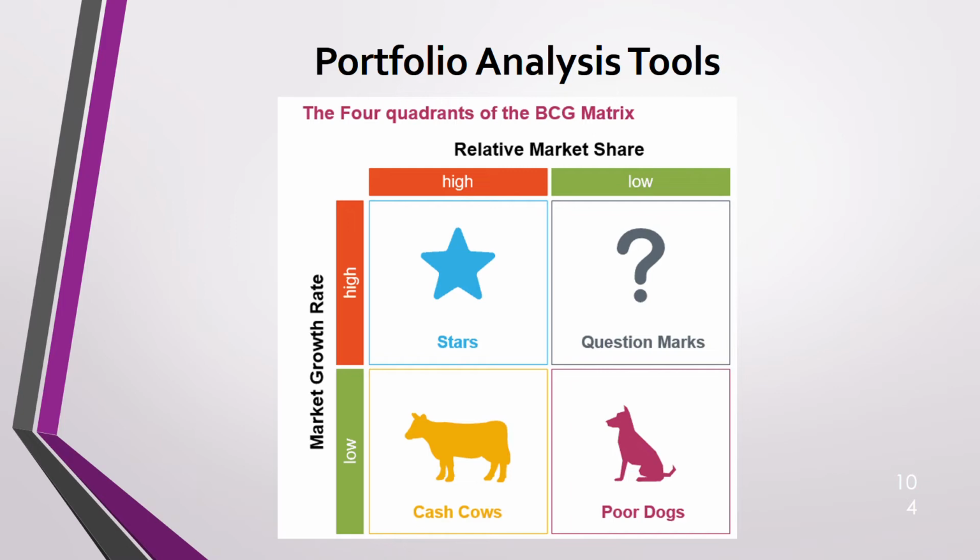In the exam, you're not supposed to draw this matrix, neither are you supposed to draw pictures like this. It is just for your understanding that each of these 4 quadrants has a particular name. So when you write about it, you have to mention the name and explain that the product is a star because of the features it has, or it's a question mark.